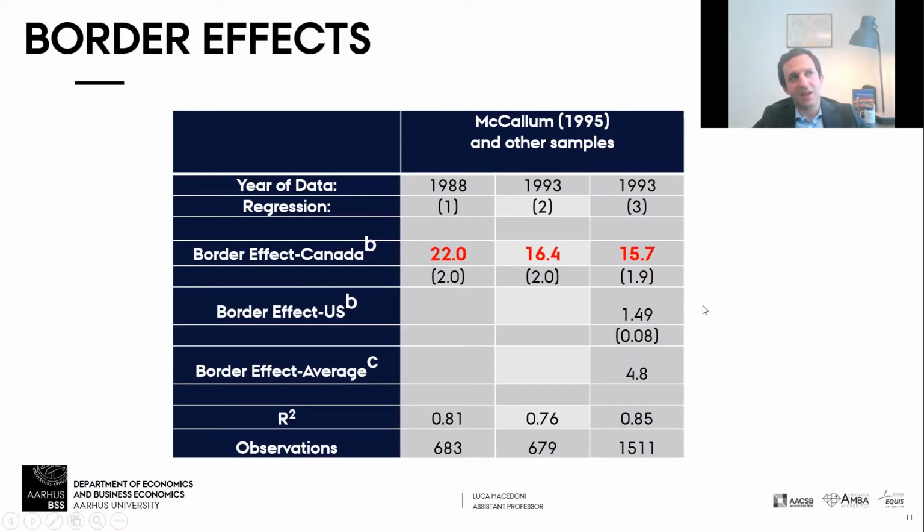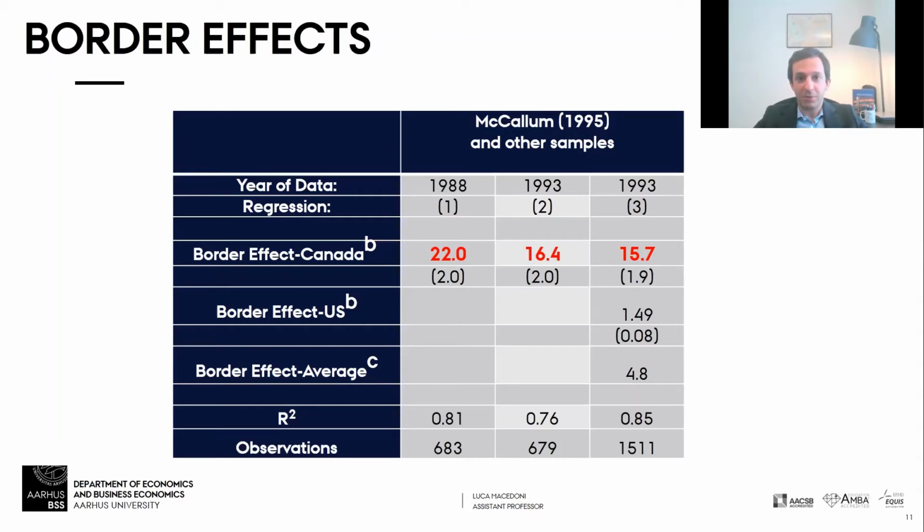Because it says that, okay, if you're a Canadian firm, you find it so very expensive to export to the US relative to Canada, so much so that basically you trade more with Canada, like 16 times more. But if you're a US firm, you only trade 1.5 times more with another US state than you do with a Canadian province. That sounds a little bit strange, okay? And so how can we make sense of this?